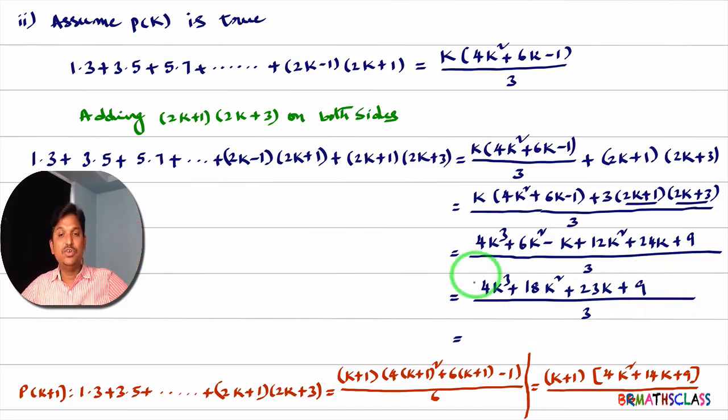Now I need to simplify this. I need to split this further into quadratic factors, linear factors. So to do this problem further, I'll use synthetic division.